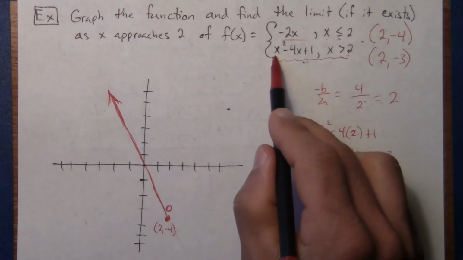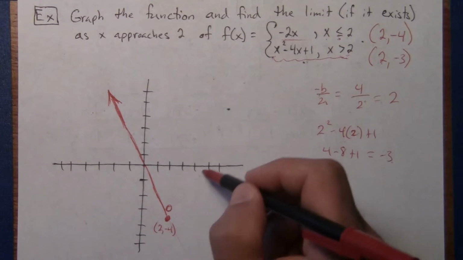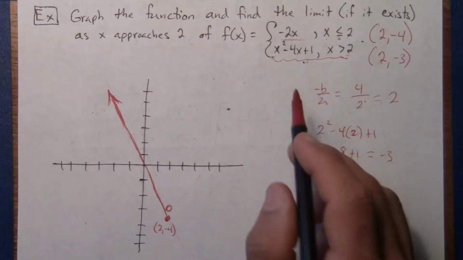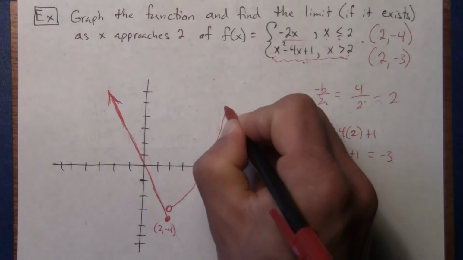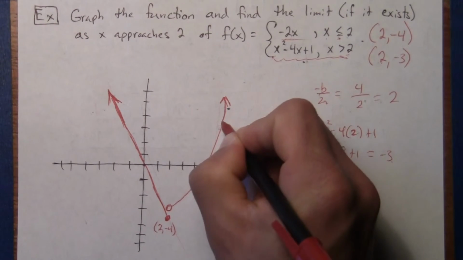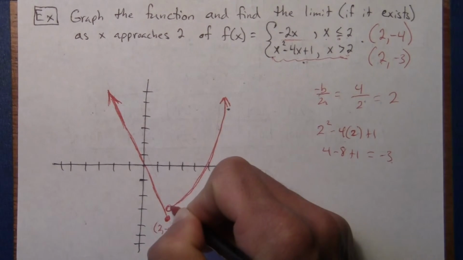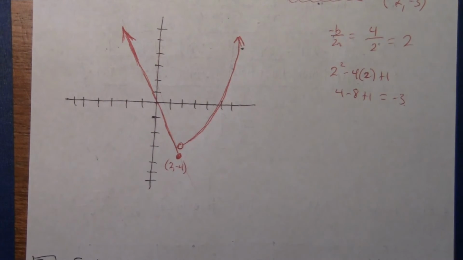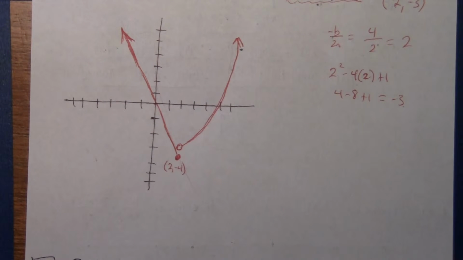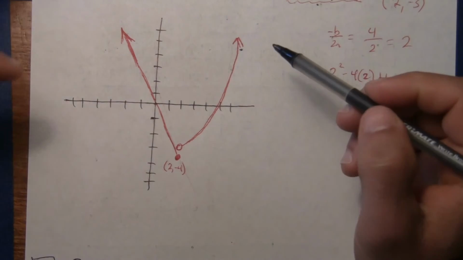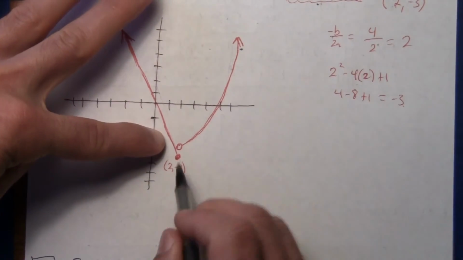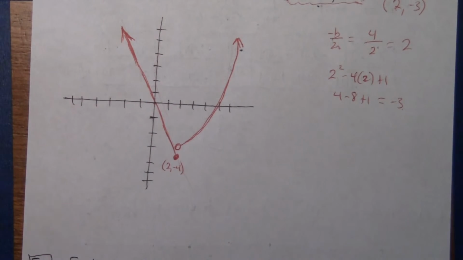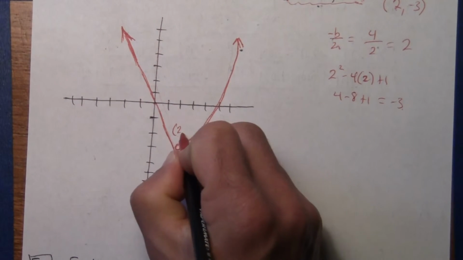And then my parabola opens up. So a very rough sketch of it would look something like this. They want everything to be to the right of this starting point, so the graph should look something like this. So there's my graph. And now all I have to do is ask myself what happens as I come from the left and what happens as I come from the right at 2. Let's go ahead and label this point as (2, -3).